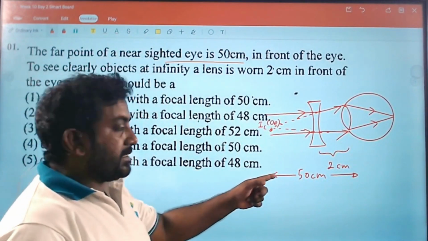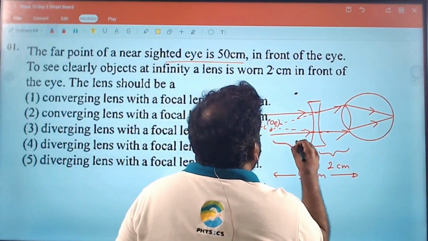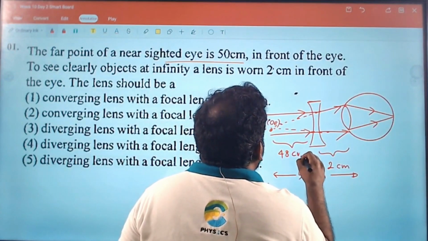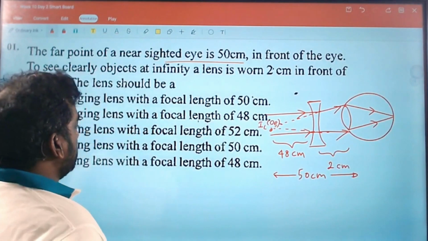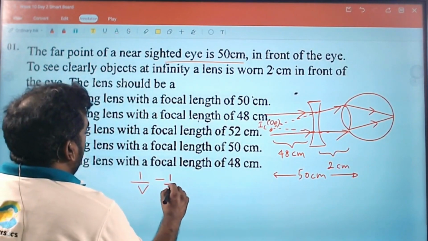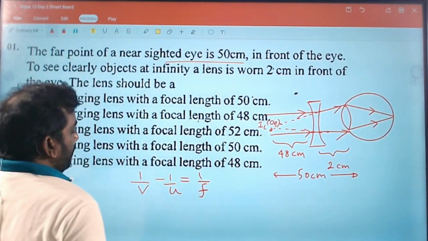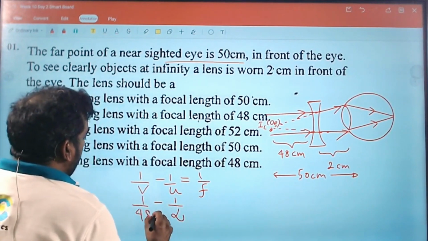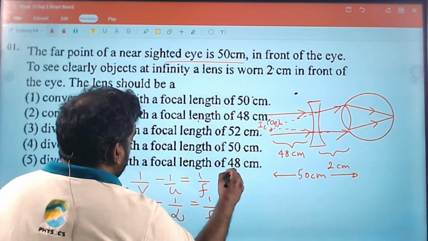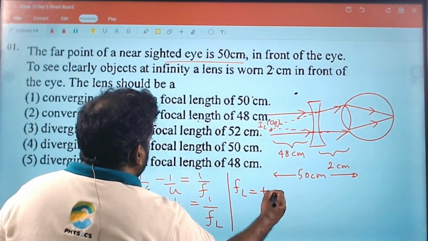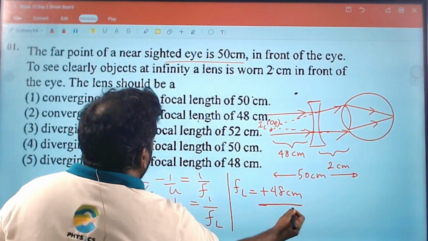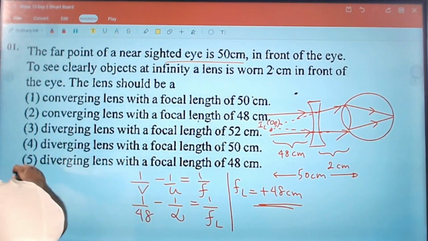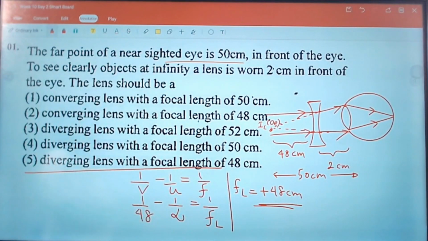So if this is 50 centimeters, and this is 2 centimeters, this is going to be 48 centimeters. If you write this down, 1/v minus 1/u equals 1/f. The object is at infinity, the image is formed at 48, so the focal length of the lens is minus 48 centimeters. A diverging lens with focal length 48. There you go.